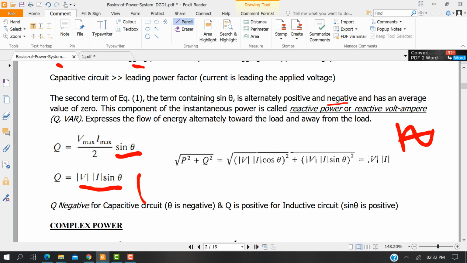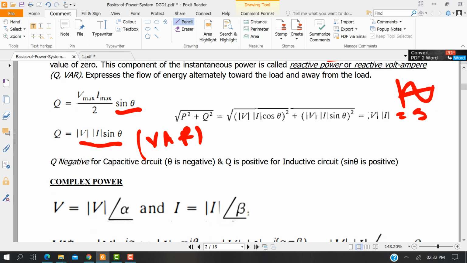The unit of reactive power is volt ampere reactive, and the apparent power is equal to VI. If we follow the Pythagoras rule here, then we get the square root of P squared plus Q squared equal to VI. Q is negative for capacitive, since theta is negative for the capacitive circuit, as I said earlier, and Q is positive for an inductive circuit, because Q is related to sine theta.